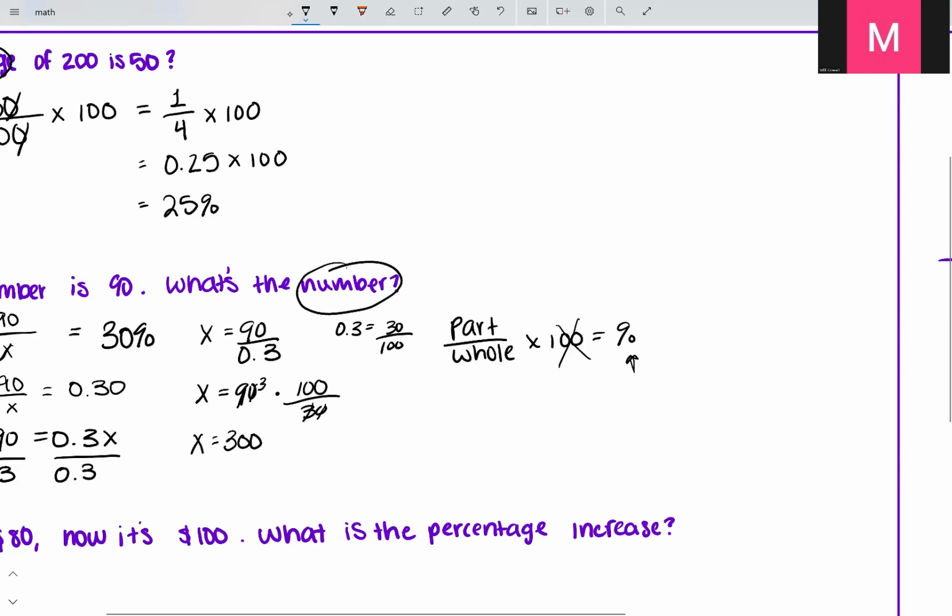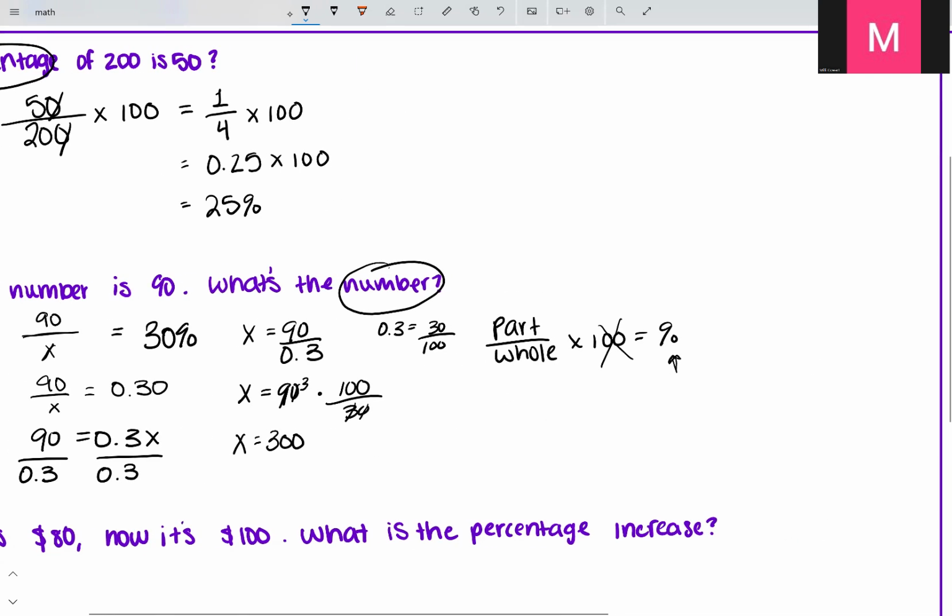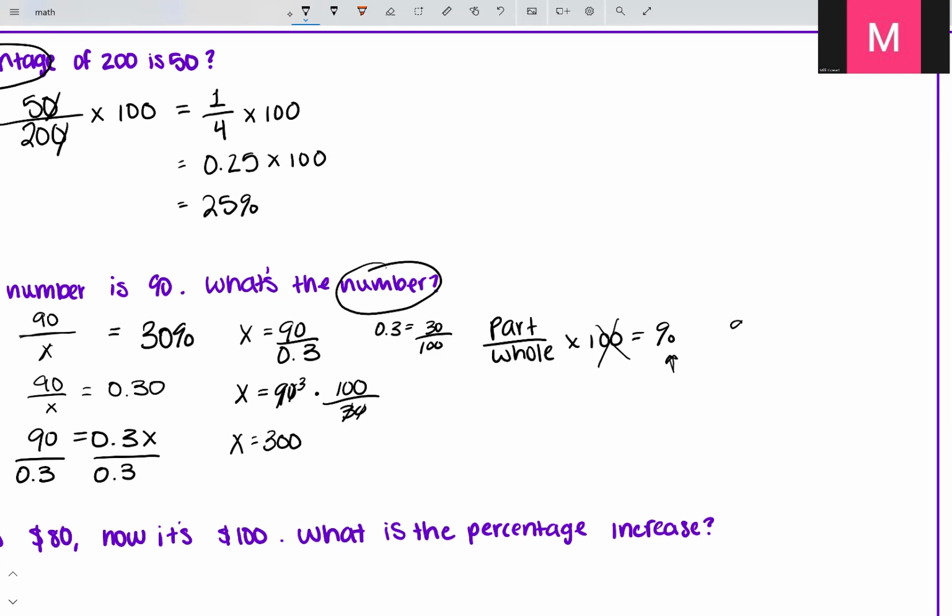And to check this, we can say 90 over 300 times 100. We'll reduce this. So that would be 3 over 10.